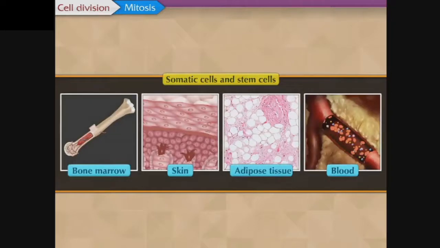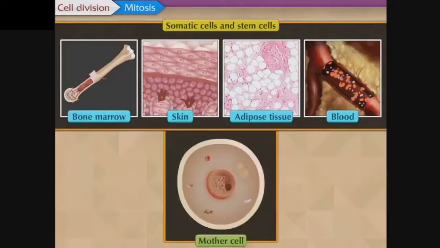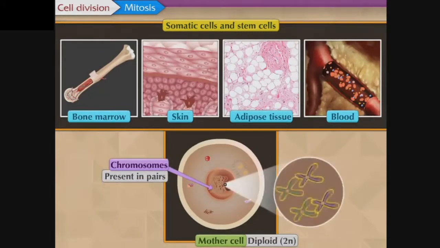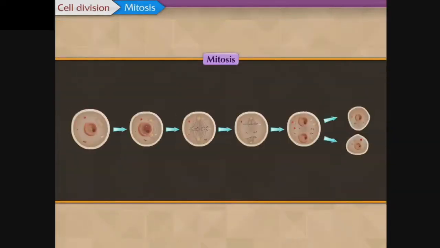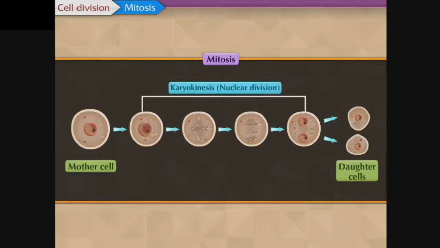Mitosis. Somatic cells and stem cells divide by mitosis. The mother cell which undergoes cell division is 2n, that is, diploid, which means the chromosomes present in the nucleus are in pairs. Before cell division, chromosomes are duplicated and their numbers are doubled up to 4n. The whole process of mitosis is completed through two main steps: karyokinesis, that is nuclear division, and cytokinesis, that is cytoplasmic division.